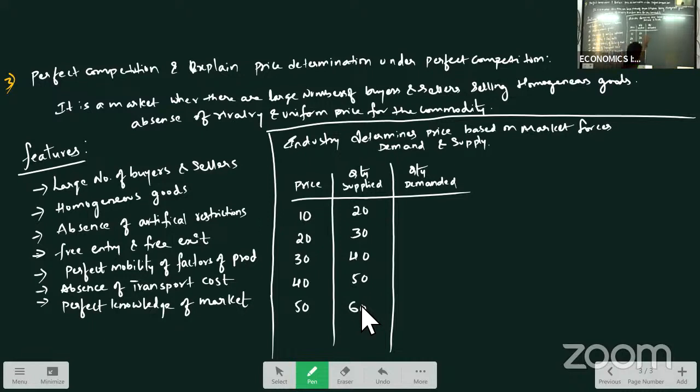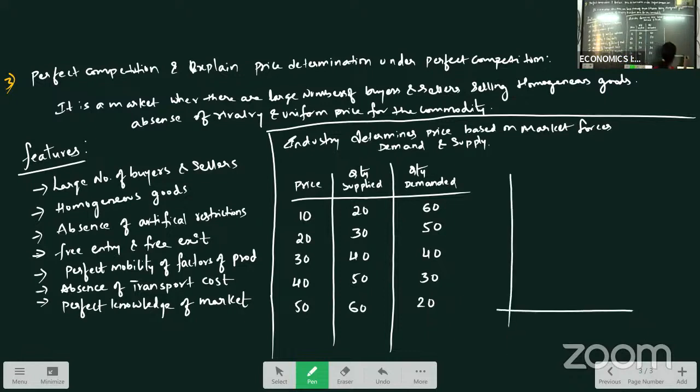Okay. Now coming to the demand. As a consumer, what we will do here? When price is less, we demand more quantity. When price increases, demand decreases. As the price is increasing, demand is decreasing. Because as a consumer, when the price is high, we demand less quantity. When price is less, we demand more quantity, right? So that way we have demand and supply. Now same thing we will show with the help of a graph here.